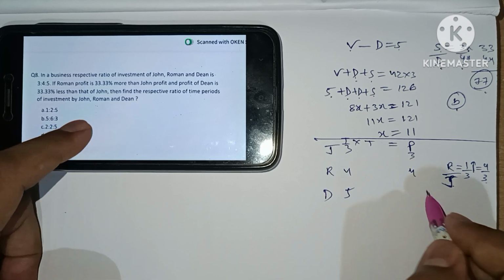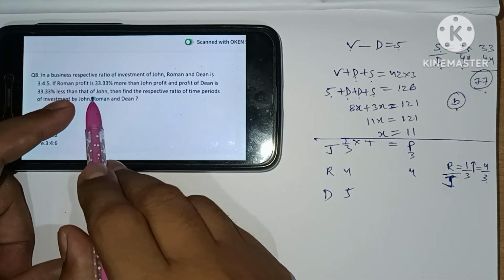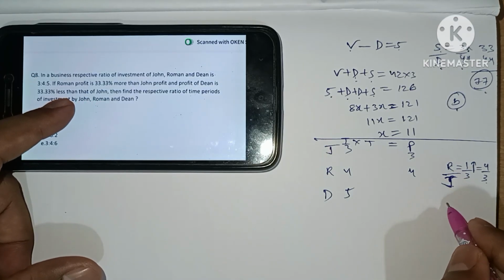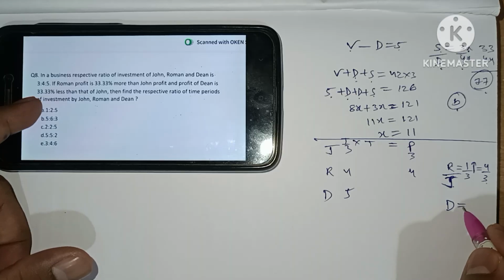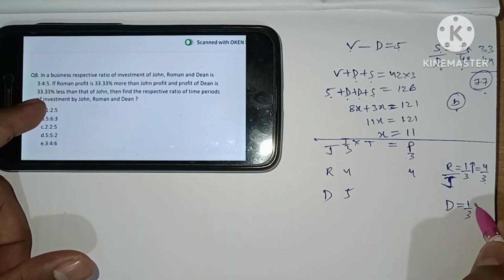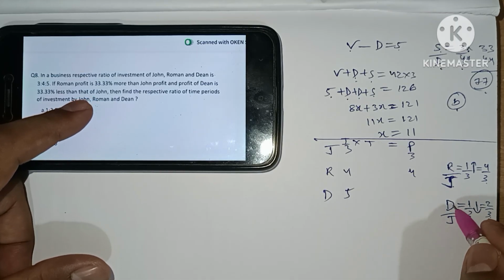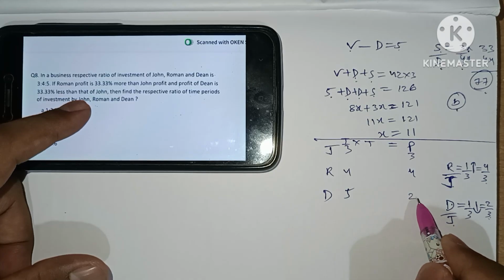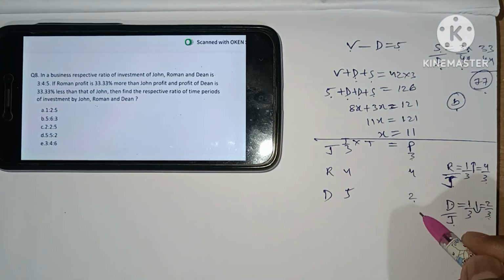Next, the profit of Dean is 33.33% less than that of John. So for Dean, the profit is 1/3 less. Less means 2/3 of John. So the profit ratio of Dean and John is 2/3. Dean is 2 and John is 3. Okay, it is fine. So this is the profit ratio.